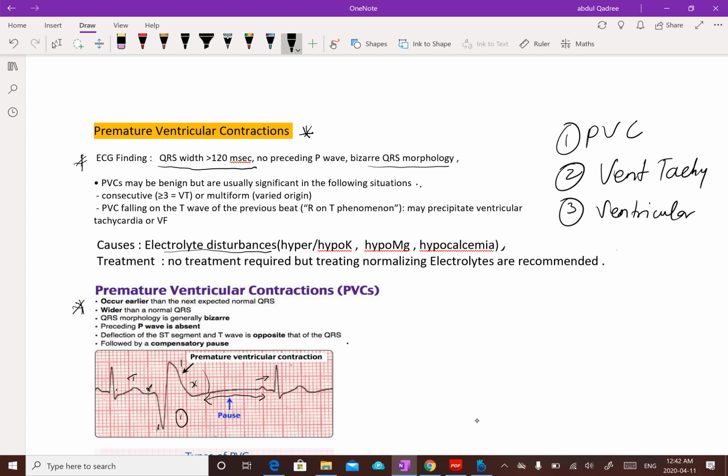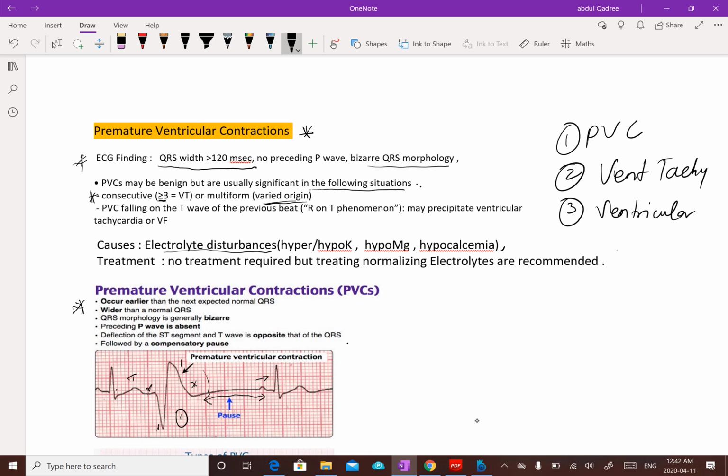PVCs may be benign, but are usually significant in the following situations. Of course, as I said, if they're greater than 3, they become abnormal. Or if they are multiform, varied in origin, a different type. If they arise with different morphology, it means they're from different origins, so you have to be able to detect that. I will show you the types of premature ventricular contraction so you will be able to tell if they are multiform or not.